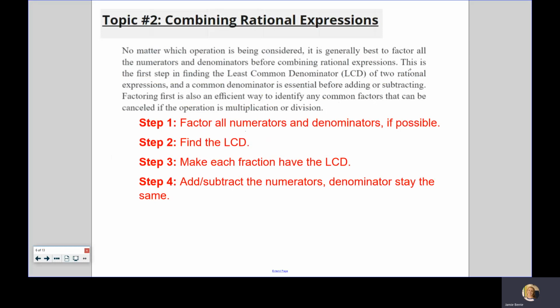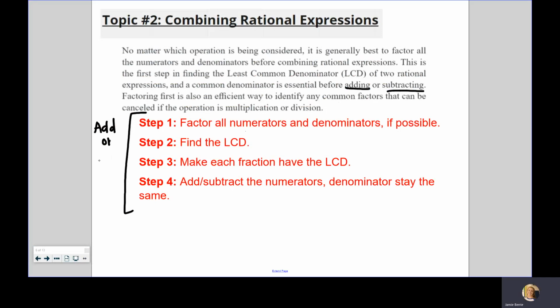This is a good first step because that's the first step in finding the least common denominator of two fractions. And the common denominator is essential before you add or subtract two fractions. Factoring first is an efficient way to identify any common factors that can be canceled if you are doing multiplication or division.